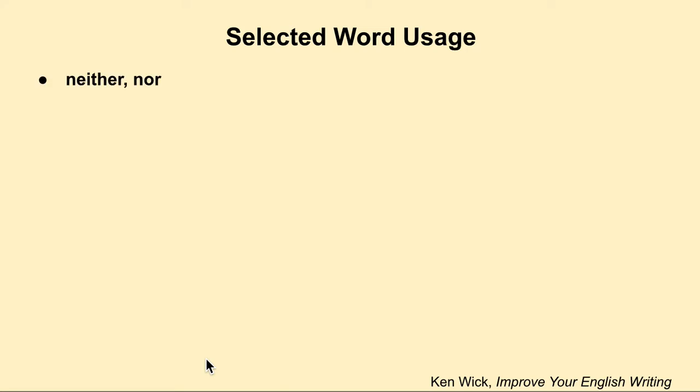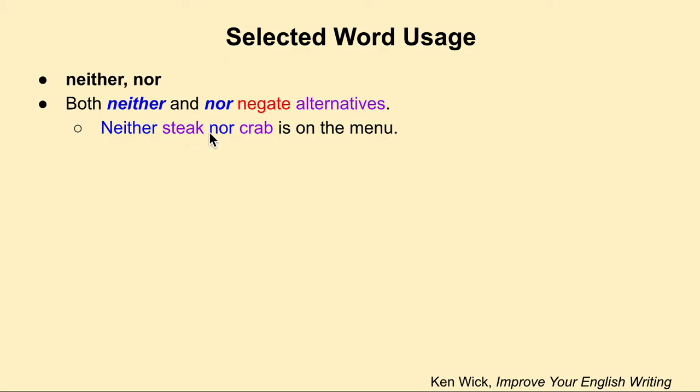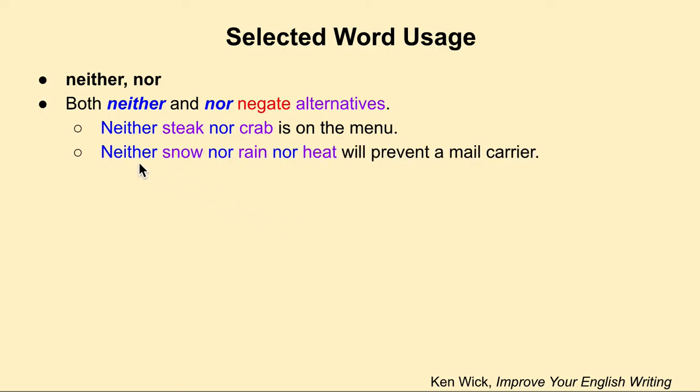What about neither nor? Well, both neither and nor negate alternatives. Neither steak nor crab is on the menu, so it's negating steak or crab. So it negates the alternatives. No steak, no crab is on the menu. Just another example, neither snow nor rain nor heat will prevent, I just said a mail carrier. There's a whole expression I'm probably not writing there. But this is just an example of using neither nor, and it negates the alternatives.